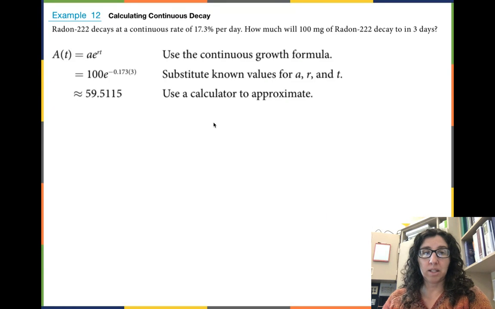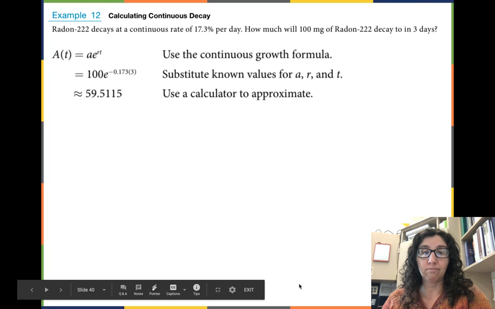Right, and that was the last example. So in your homework, you'll have some word problems that you need to use these equations to solve. Let me know if you have questions.